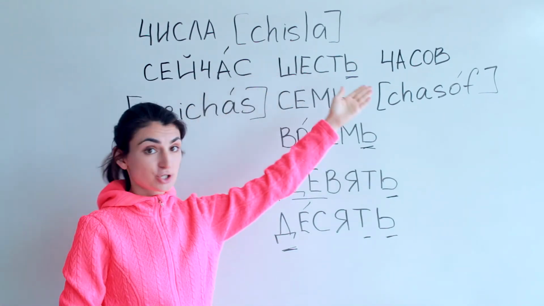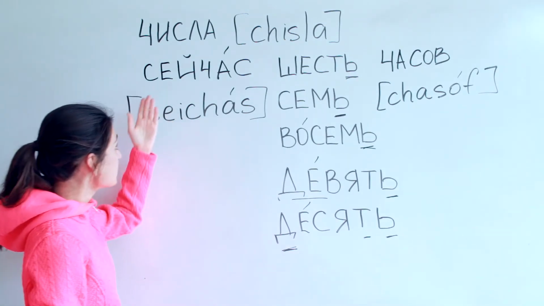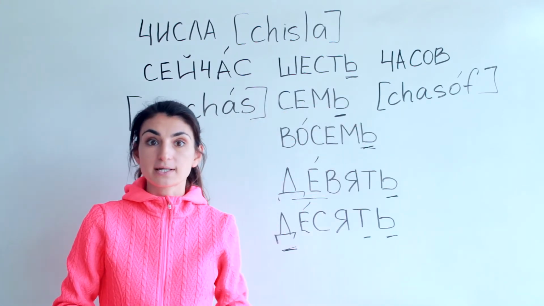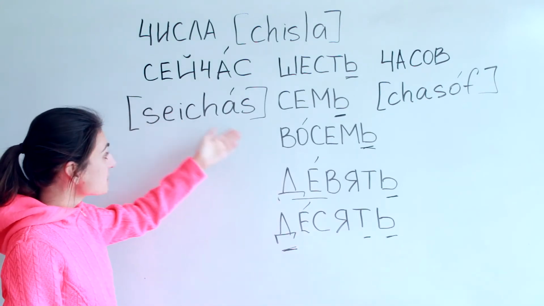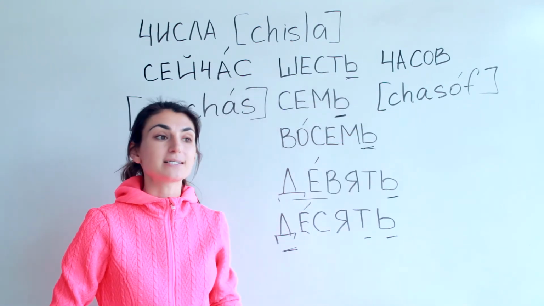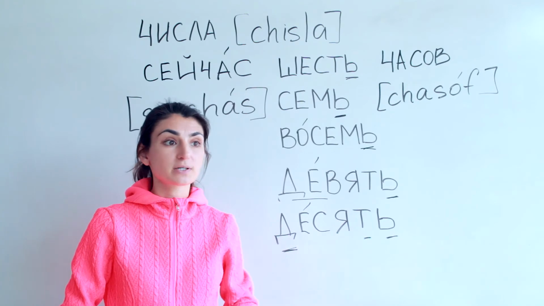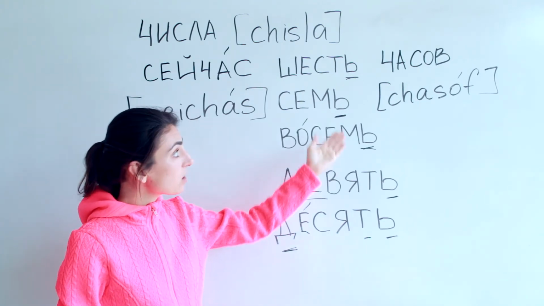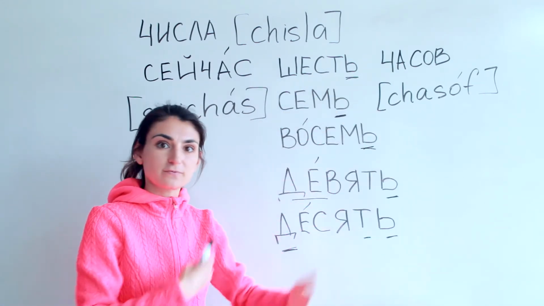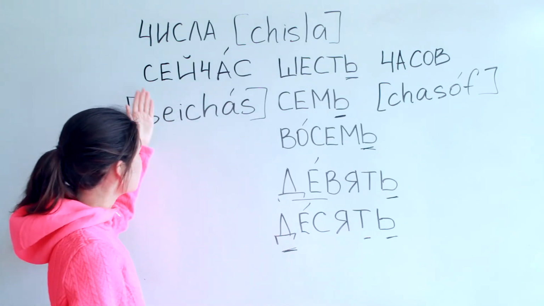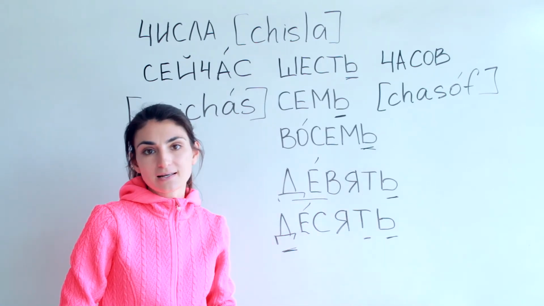Okay. So basically, all these numbers can be used in one and the same structure. Сейчас 6 часов. It is 6 o'clock. Now, basically. Сейчас 7 часов. It is 7 o'clock. Now. Сейчас 8 часов. It is 8 o'clock. Now. Сейчас 9 часов. It is 9 o'clock. Now. Basically, now it is 9 o'clock if we literally translate it. And сейчас 10 часов. It is 10 o'clock now.